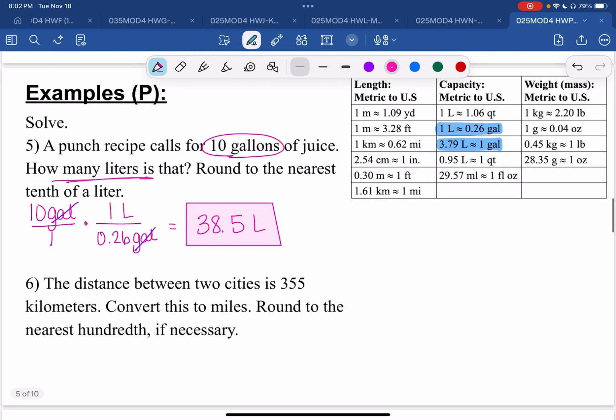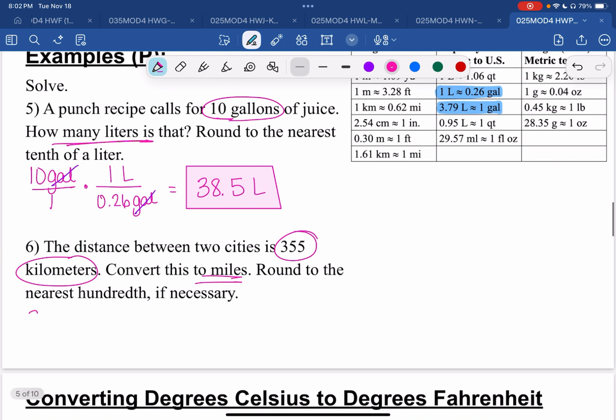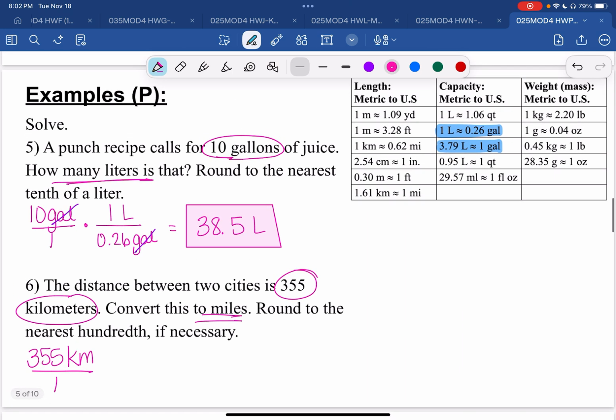The distance between two cities is 355 kilometers. Convert this to miles. So 355 kilometers, and we want to convert that to miles. So I'm going to come to my chart, and I've got kilometers and miles.